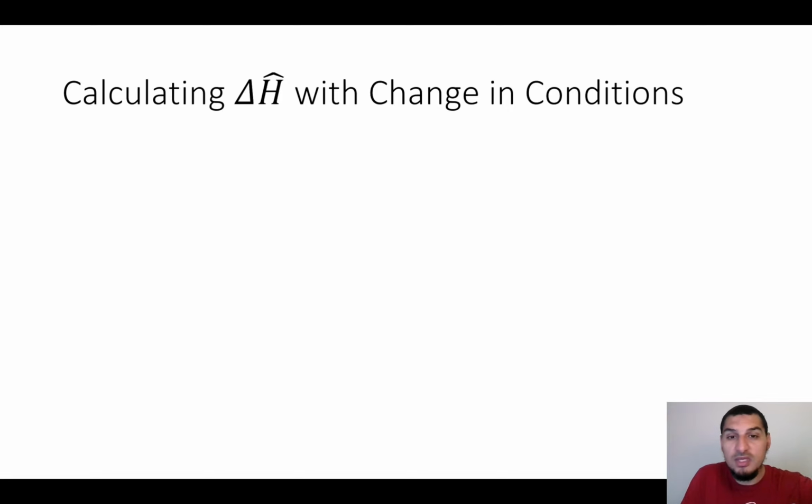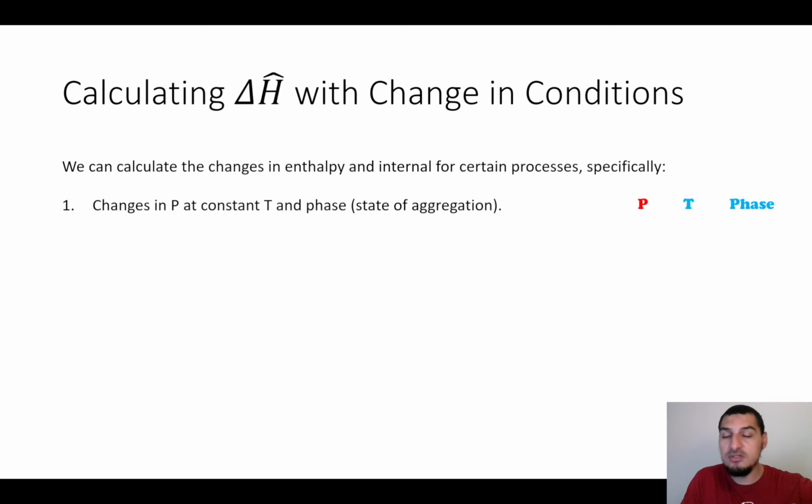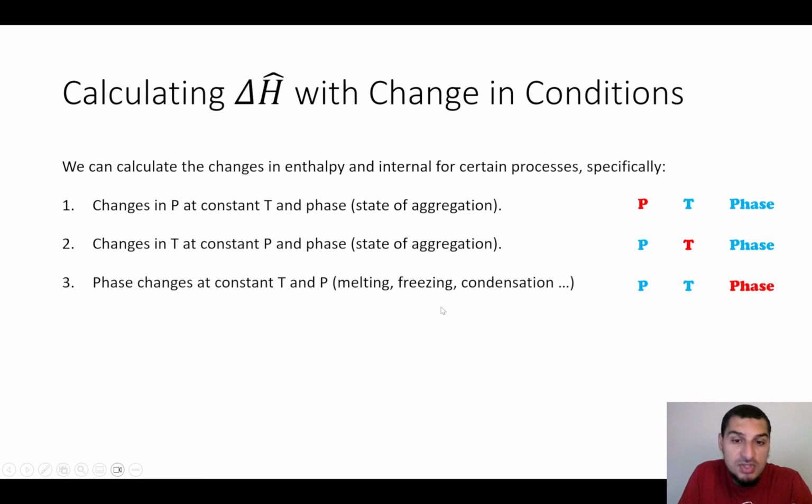So the conditions that we can do the calculations for enthalpy in is when we keep two constant and change the third parameter. So for example, for the first case, we can calculate the enthalpy when there is a change in pressure at constant temperature and phase. The second condition is when temperature is variable and pressure and phase are constant. The third is when there is phase change while pressure and temperature are constant. So these are the main three cases that we can do the calculations in.